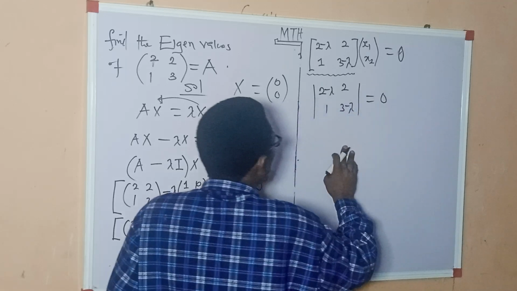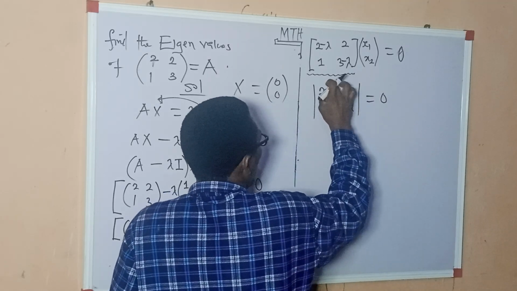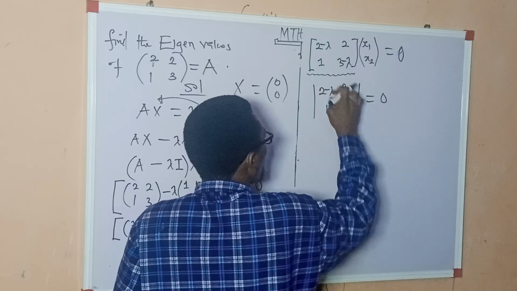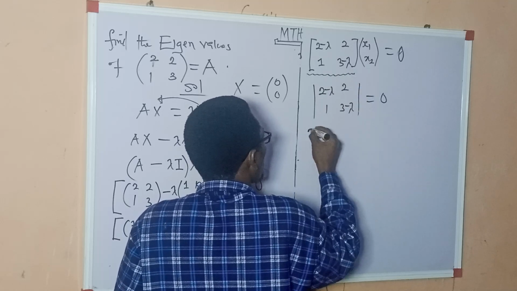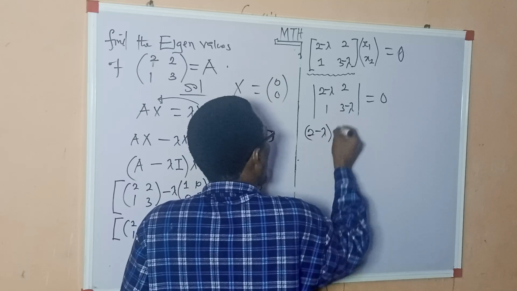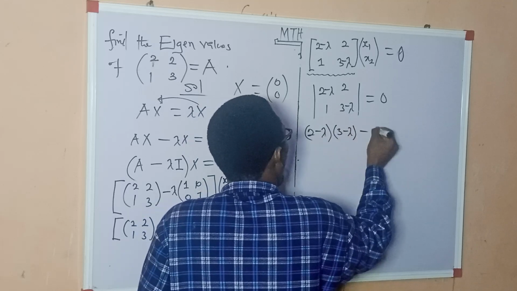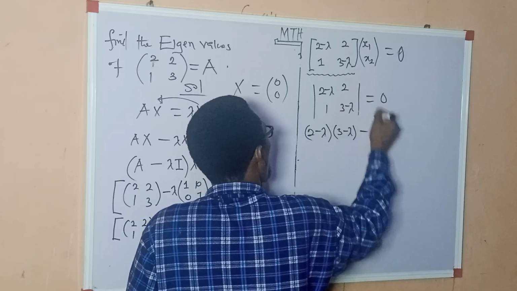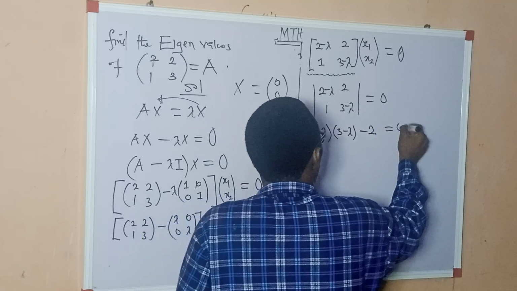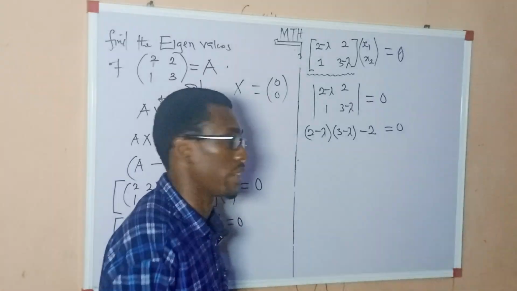Now, how do we evaluate determinants? We take this, we multiply the elements in the leading diagonal. So let's multiply this and this, which I'll be having 2 minus lambda multiplied by 3 minus lambda. Minus 2 times 1 times 2 will give me 2, and that should be equal to 0. So this is how to evaluate the determinants.